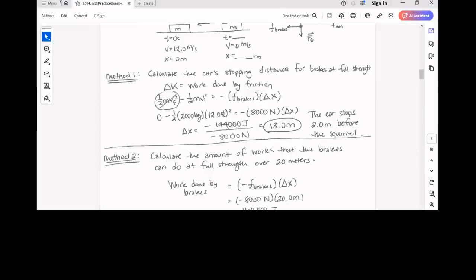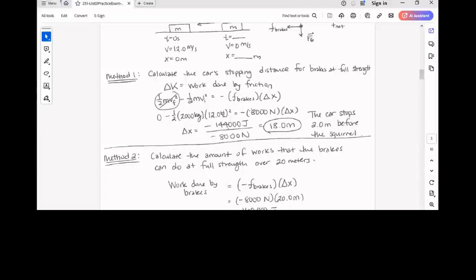All of the methods that we can use to solve this problem involve energy conservation in some sense. We can start with the work kinetic energy theorem for method 1 to figure out what the stopping distance would be if the brakes were being used at full strength. I know exactly how much kinetic energy the car has to lose in order to come to rest, because I know v final x is going to be 0. I've got the mass of the car and the initial velocity.